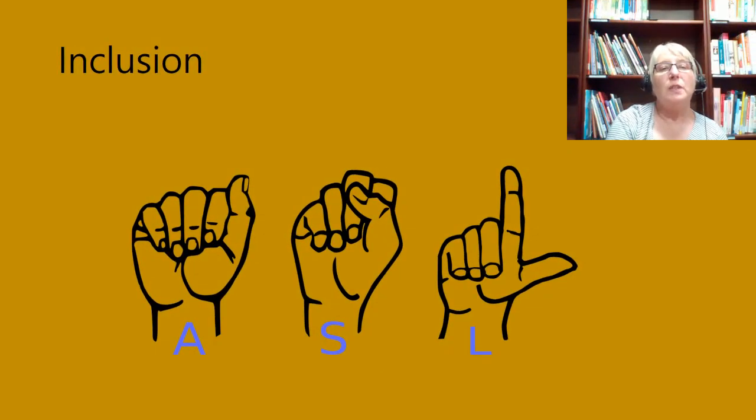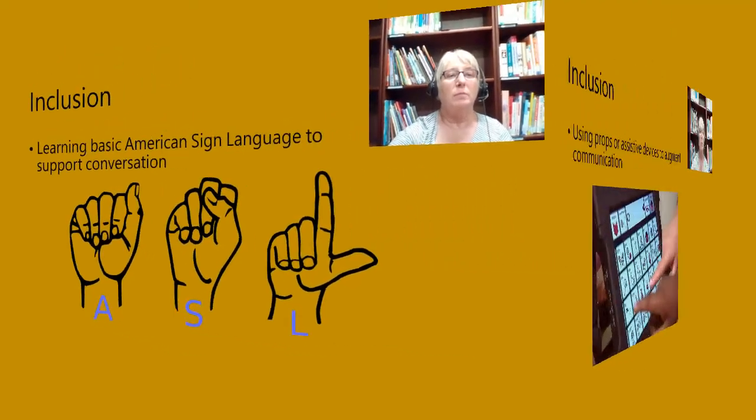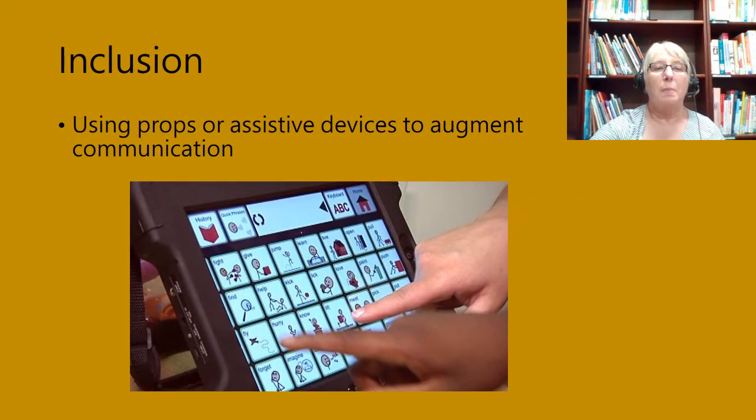The National Individualizing Preschool Inclusion Project is helping teachers across the country learn to integrate therapies and special services in the regular classroom. Teachers, assistants, and therapists must have a shared vision of how to engage each child in learning and interacting. Techniques include learning basic American Sign Language to support conversation, using props or assistive devices to augment communication.